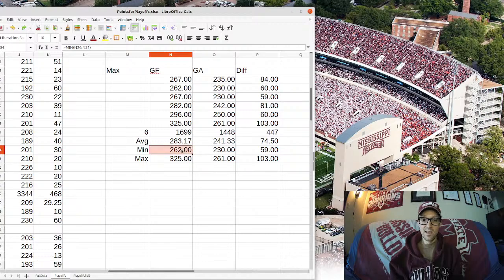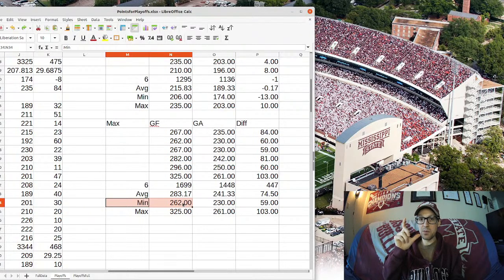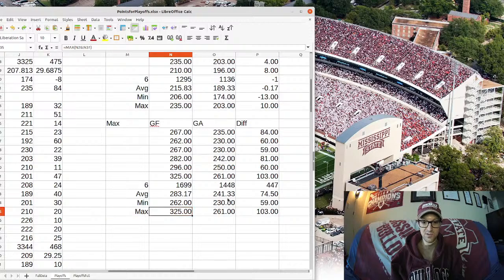So that's, in theory, you would probably want between 235, so the maximum of the minimums, and the minimum of the maximums 262. So between 235 and 262 is probably the ideal range to target for goals for. And then the max of the maximums was 325.